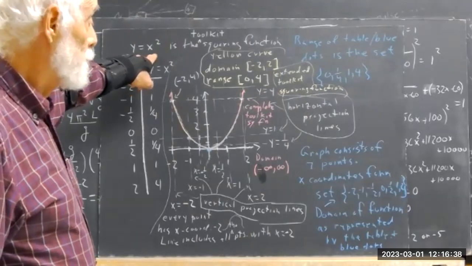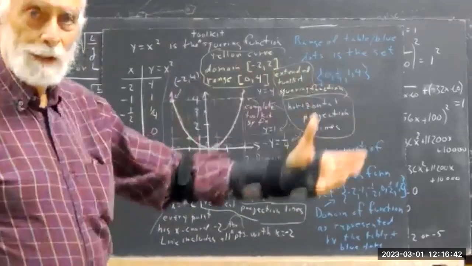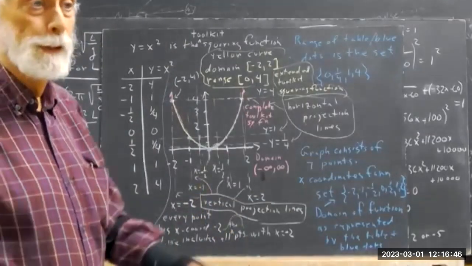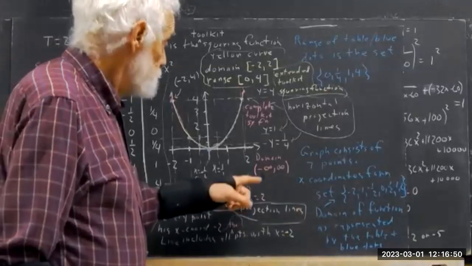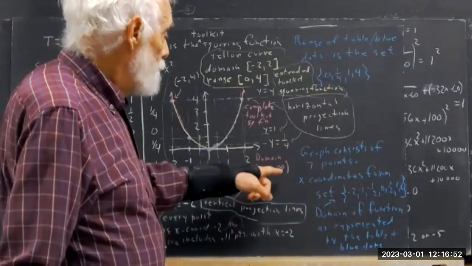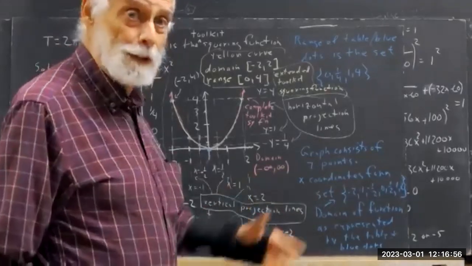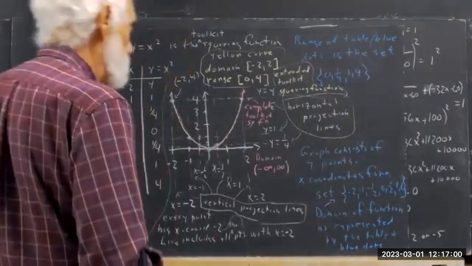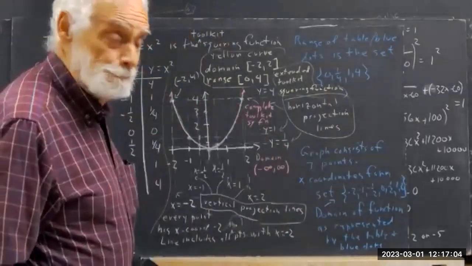So x could be any real number between negative infinity and infinity. Now, infinity isn't a number, neither is negative infinity. Infinity is something you approach. You never get there. So infinity is not included. It's something you approach, so I use open parentheses.